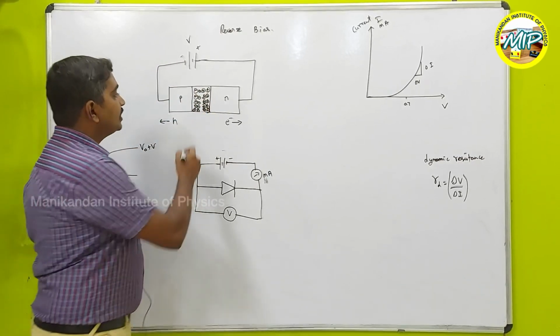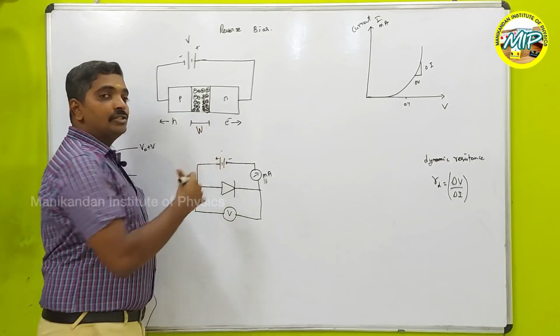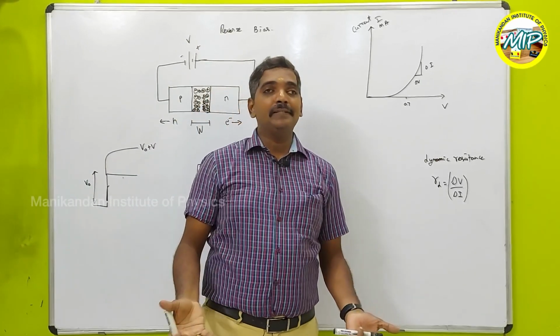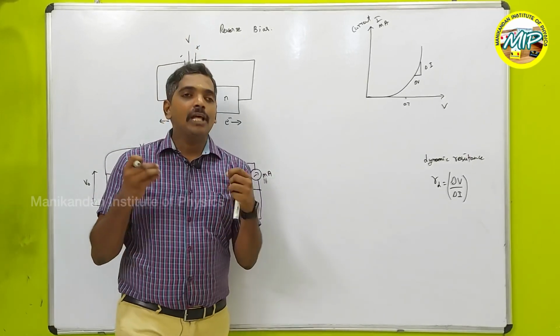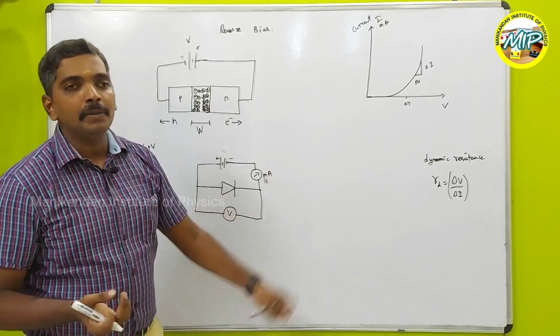So because of this, what's happening? The width of the depletion region increases. This is called W. Because the width of the depletion region increases, my barrier potential increases. So there is no flow of electrons from N to P and holes from P to N.